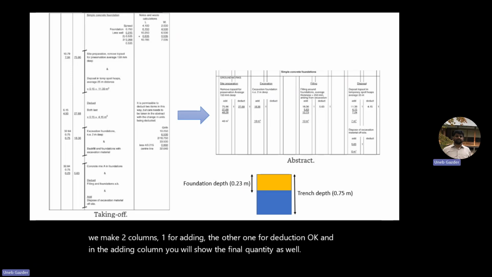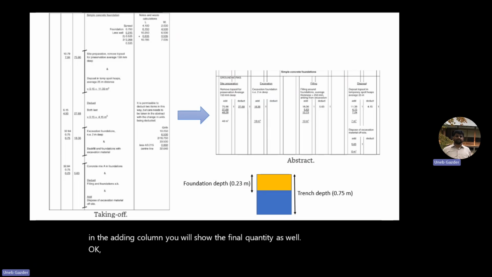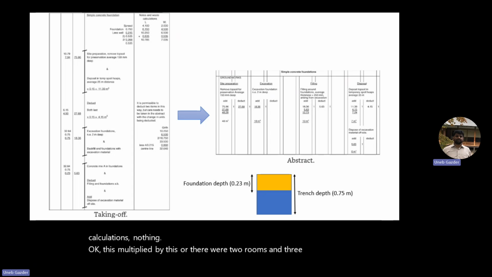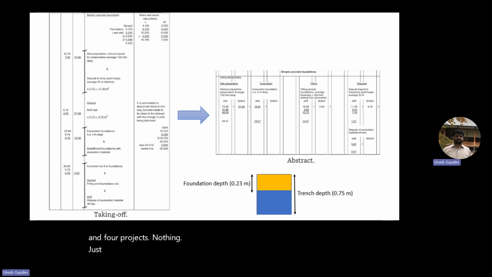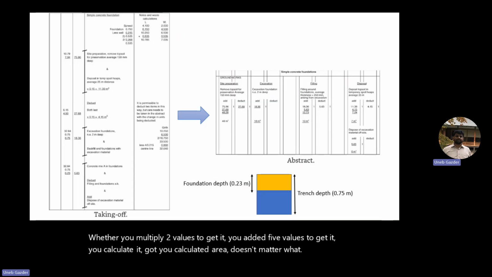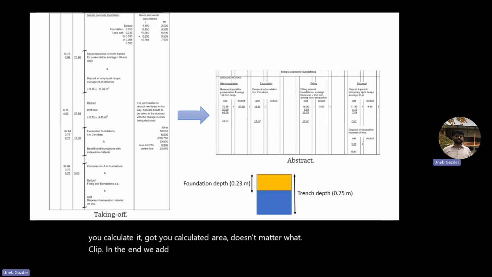Got it? But here you will not see any dimensions, you will not see any calculations, nothing. Not this multiplied by this, or there were 2 rooms and 3 floors and 4 projects, nothing. This 75.96 comes from there. Whether you multiplied 2 values to get it, added 5 values, calculated girth, or calculated area, doesn't matter. Clear? In the end, you have just 2 columns, full quantity and deduction.